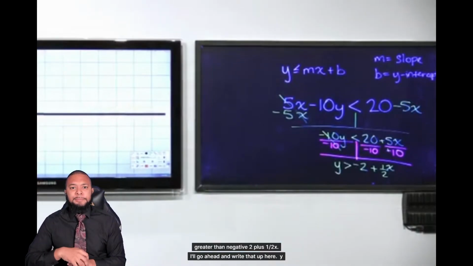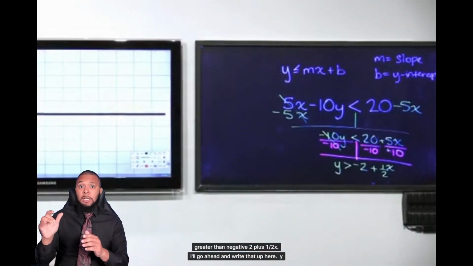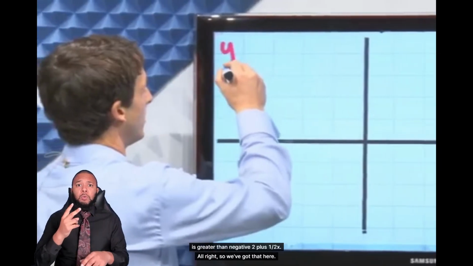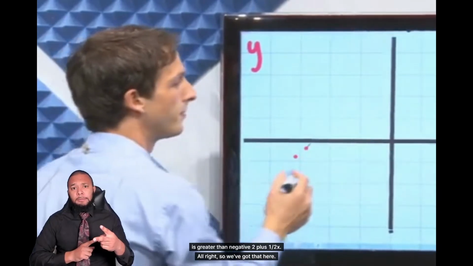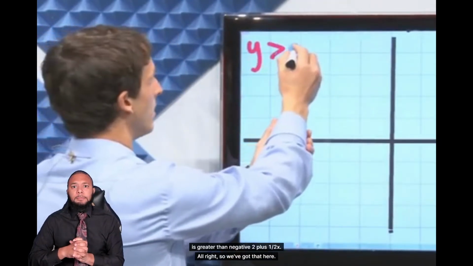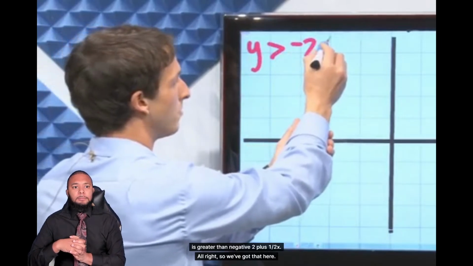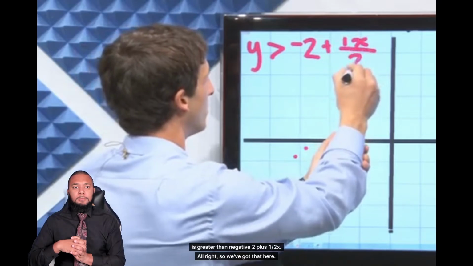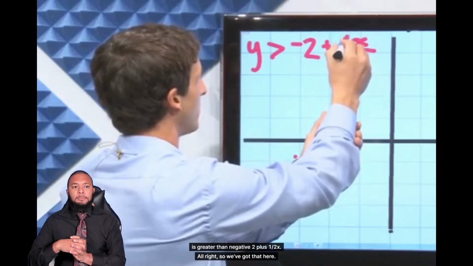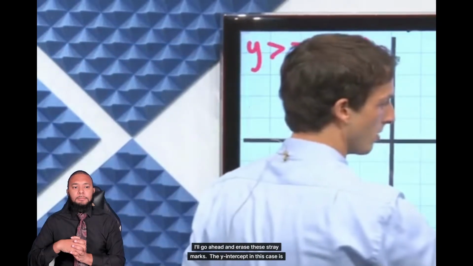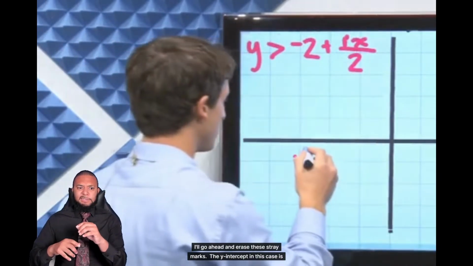Y is greater than negative 2 plus 1x over 2. I'll go ahead and write that up here. Y is greater than negative 2 plus 1x over 2. Okay. All right. So we've got that here. I'll go ahead and erase these stray marks.